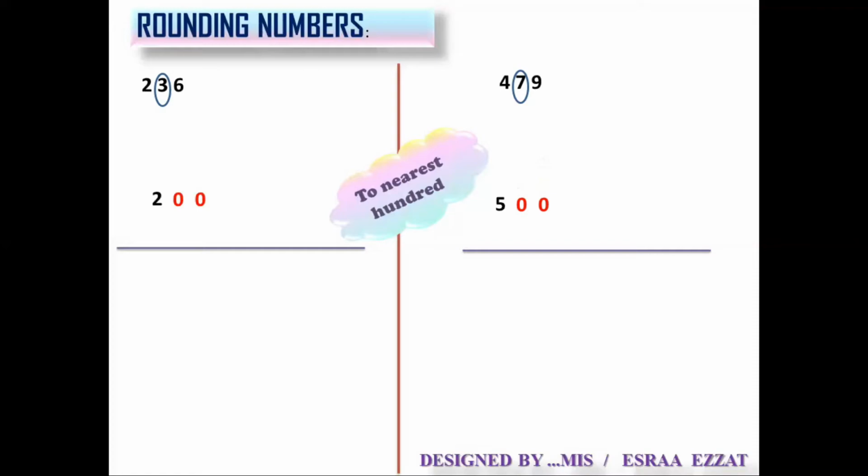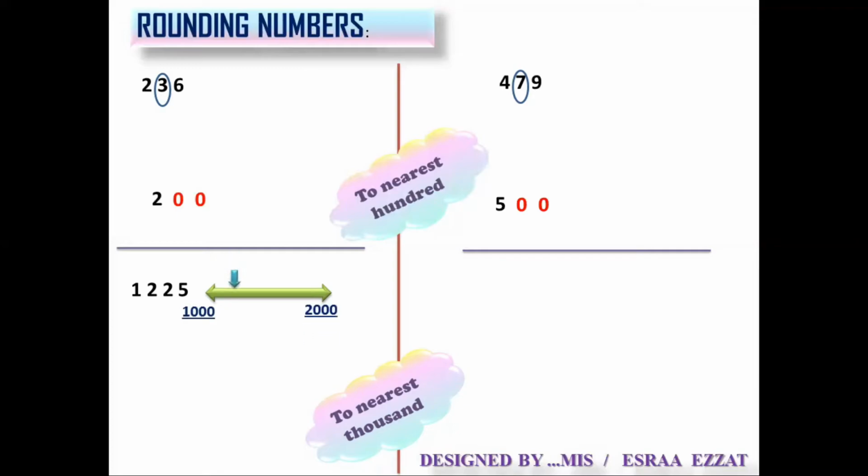Okay, let's take another one. Here we have 1225, and I want to round it to the nearest 1000. We know that 1225 lies between 1000 and 2000 on the number line, as you can see right here. And because here we round to the nearest 1000, we will look at the digit before it, which is hundreds. Here we find the hundreds digit is number 2. And because 2 is less than 5, we will round 1,225 down to 1,000.